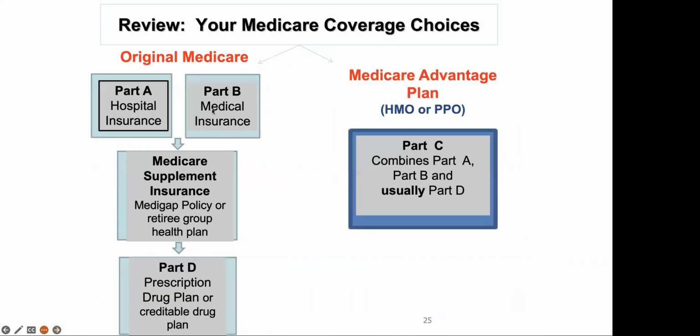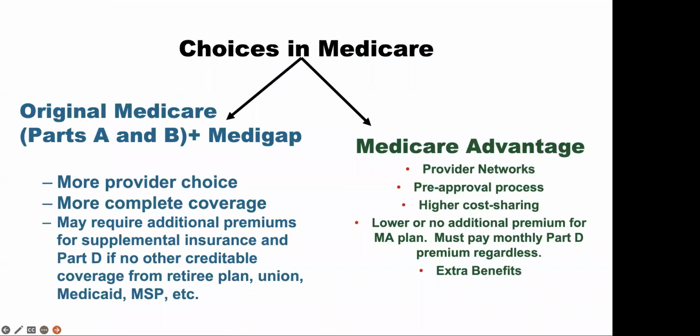Okay, again, back to our chart to reinforce that there are two and only two ways to get Medicare: original Medicare or Medicare Advantage plans. Again, what's different? Regular Medicare, you can go to any provider you want, any facility you want that accepts Medicare. It'll likely cost you more upfront because you'll have to pay a premium for a supplemental plan in the absence of a retiree benefit, as well as a Part D drug plan. Or Medicare Advantage plans with their provider networks, their pre-approval process, higher cost sharing because you pay as you go, but lower upfront costs, and you may get extra benefits.